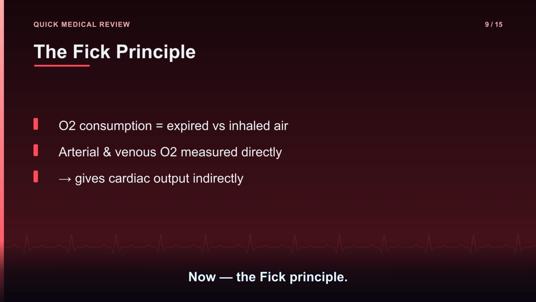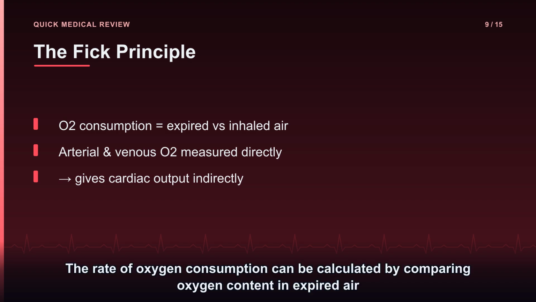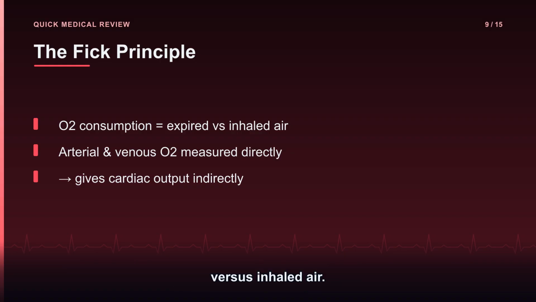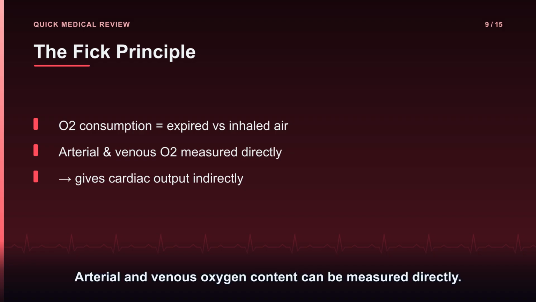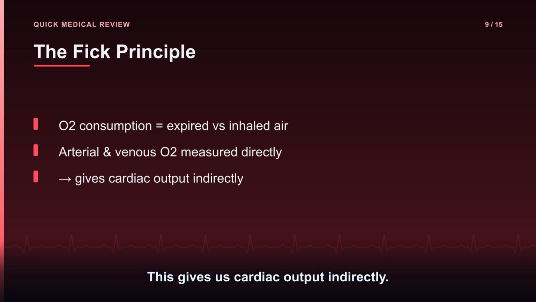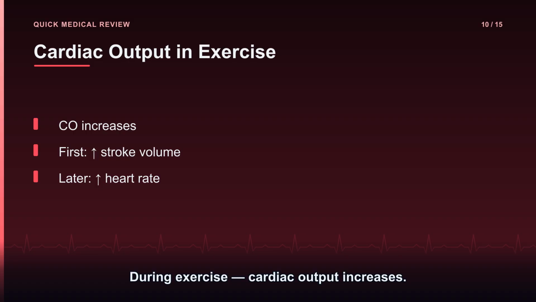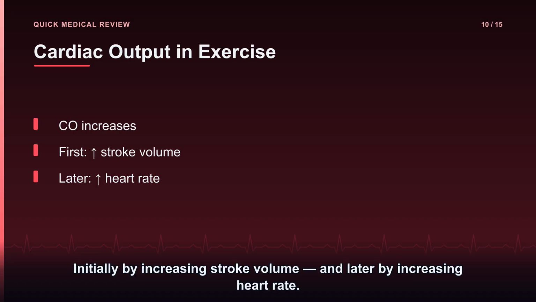Now, the Fick principle. The rate of oxygen consumption can be calculated by comparing oxygen content in expired air versus inhaled air. Arterial and venous oxygen content can be measured directly. This gives us cardiac output indirectly. During exercise, cardiac output increases, initially by increasing stroke volume and later by increasing heart rate.